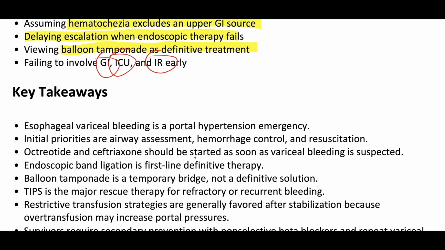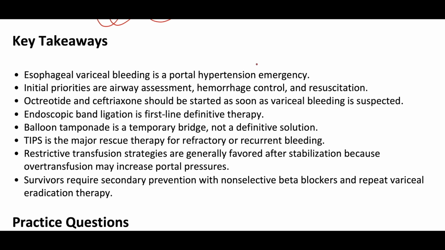All right, some key takeaways before practice questions. Esophageal variceal bleeding is a portal hypertensive emergency. We like that phraseology, which is why we put that in there. Initial priorities are hemorrhage control, resuscitation, and securing the airway. Octreotide and ceftriaxone should be two things that are started right when variceal bleeding is suspected, not confirmed, but suspected. Endoscopic band ligation is first-line definitive treatment. Balloon tamponade is a temporary bridging therapy that you can do at the bedside. And then TIPS is the main major rescue therapy for refractory or recurrent bleeding.